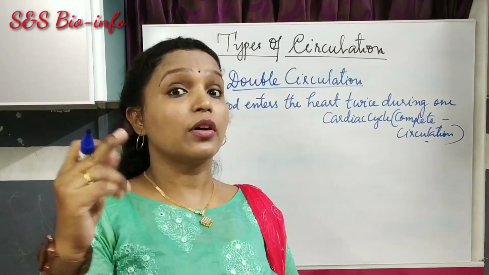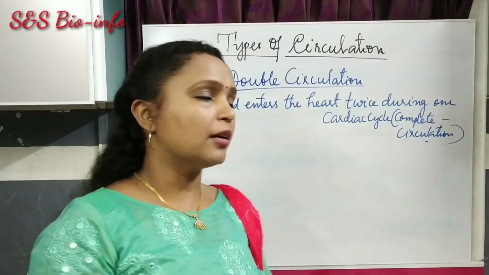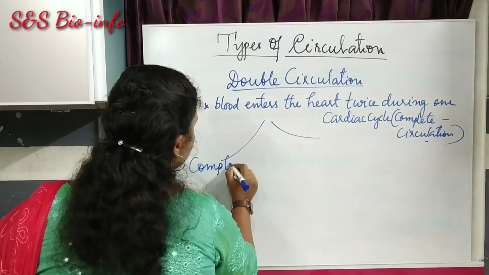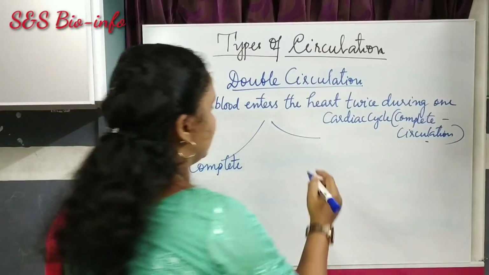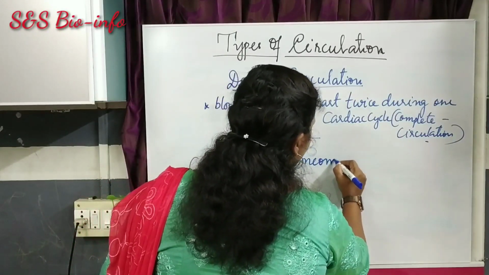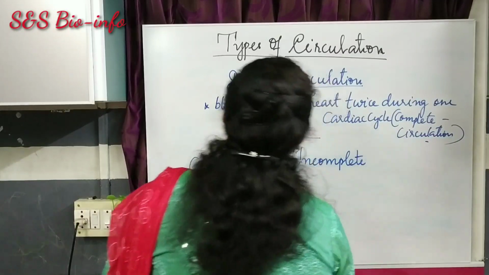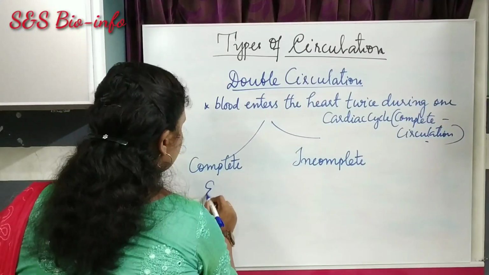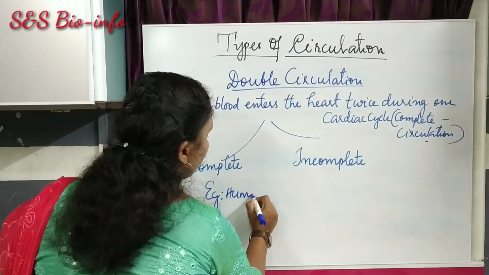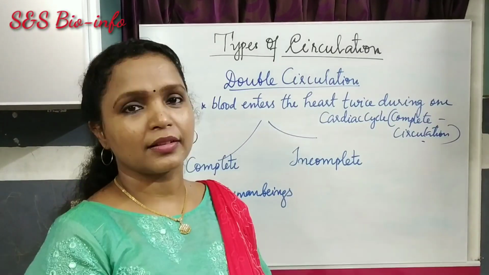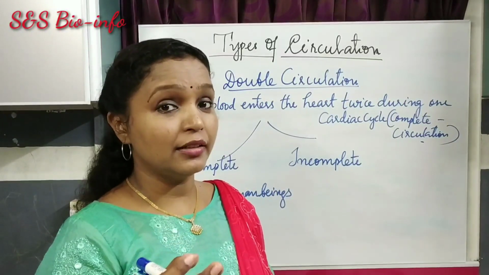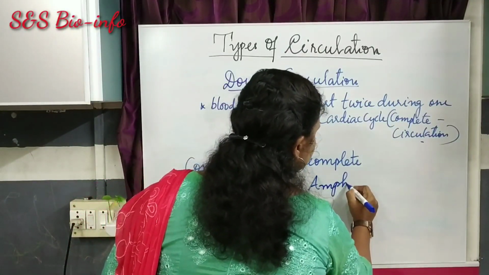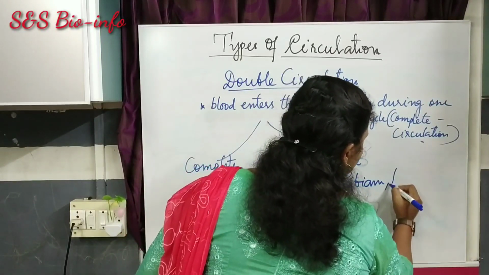Double circulation is of two types, complete and incomplete. So it is of two types: complete double circulation and incomplete double circulation. Complete double circulation is seen in human beings. Example, human beings. Incomplete double circulation is seen in amphibians and reptiles.